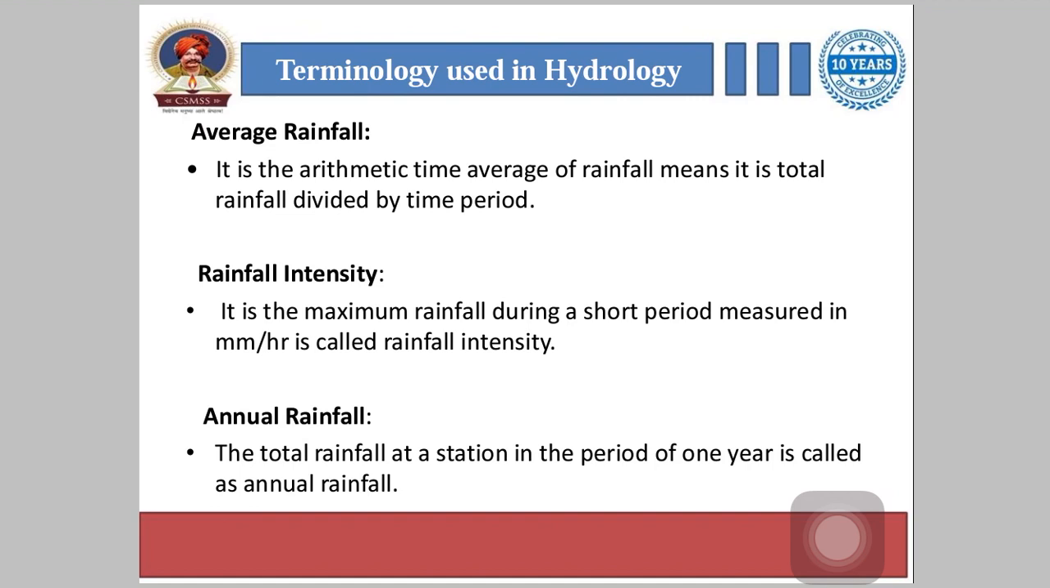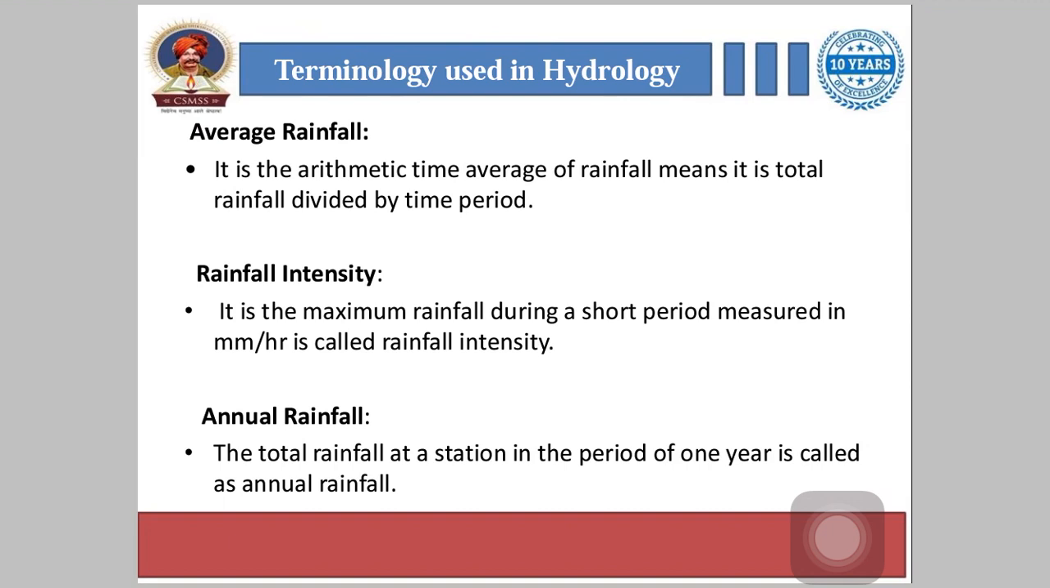First is average rainfall. So what is average rainfall? Average rainfall is the arithmetic time average of a rainfall. It means that it is the total rainfall divided by time period. So first we calculate the total rainfall, and after that we divide it by a time period. In this way the average rainfall is defined.